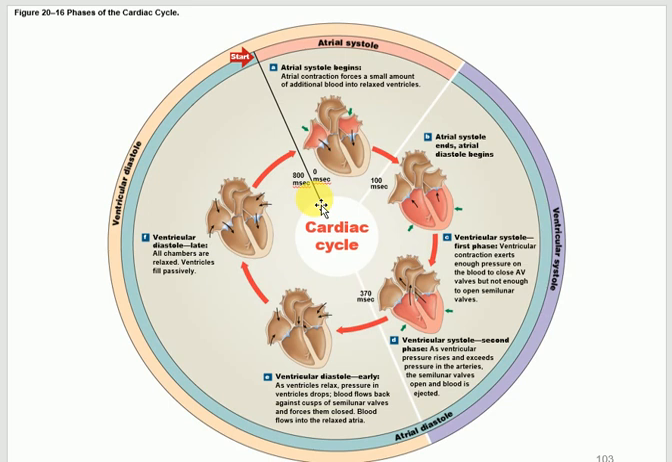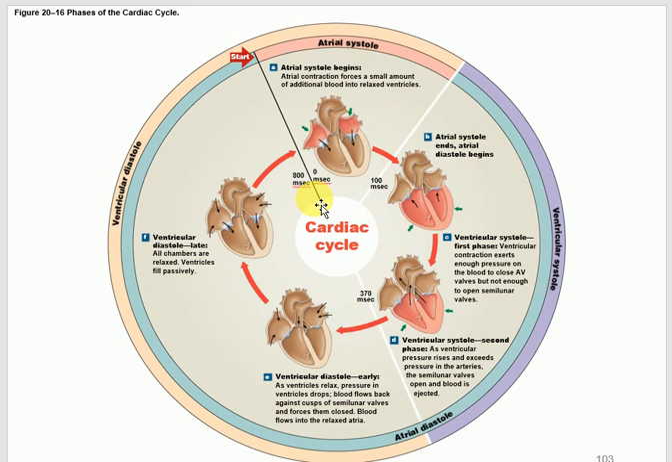When the AV valves open, do you think the aortic and the pulmonary valves are open? Think about it. If the two AV valves are open and the blood is moving down to the ventricles, do you think the pulmonary and aortic valves are open at this time? Of course not. They're closed until you store all the blood in the ventricles. They have to be closed, right? So they alternate. AV valves open, pushing the blood. At that time, the aortic and the pulmonary valves are closed.